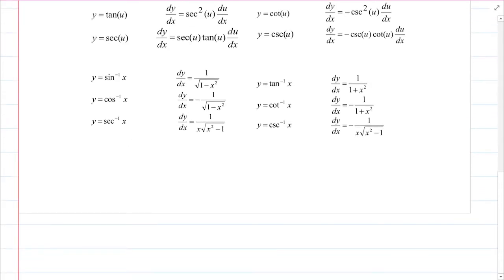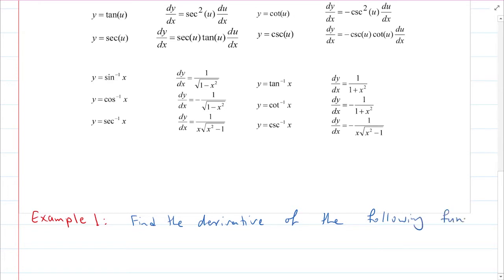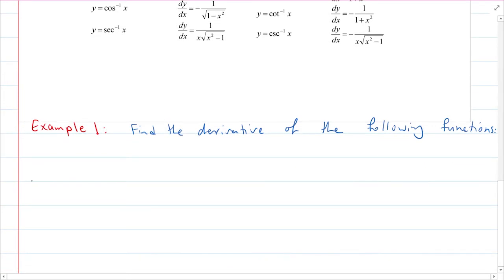Now let's do a number of examples. Example 1. Find the derivative of the following functions. In part A, we find the derivative of x times 10 to the power of x.